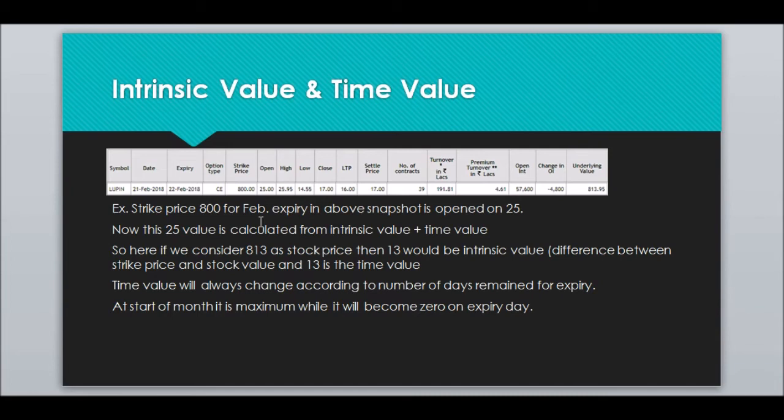So that would be our time value. So time value will always change from the start of the month to the end of the month, so it is a decaying value. At the start of the month, the time value will be maximum, while on the last day, the time value at the last moment will become zero. So whenever we are trading in the options market, keep in mind that whether our stock price changes or not, this time value will change.